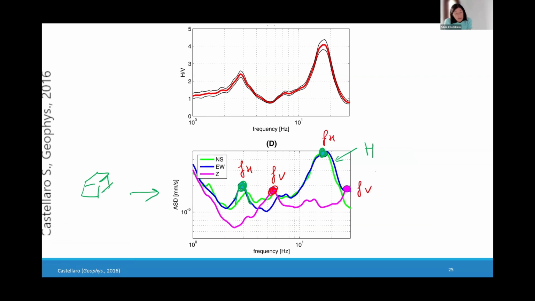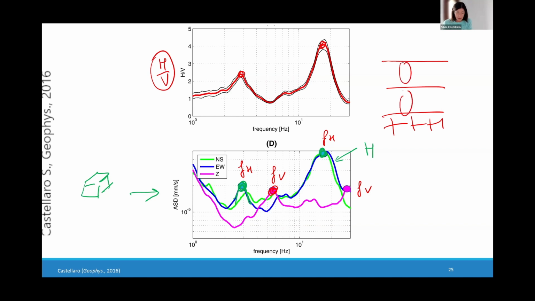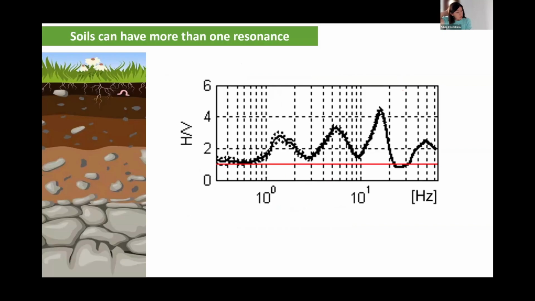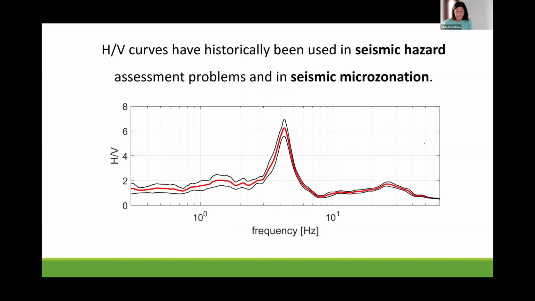And in this case, you also see that we don't have only one resonance frequency, we have two resonance frequencies, and they show up very well. They are beautiful to see in the HRV ratio. So this stands for soil with different layers, and you have the resonance of one layer and the resonance due to the other layer. There are soils which show more than one resonance. In this case, you have even 4 resonances.